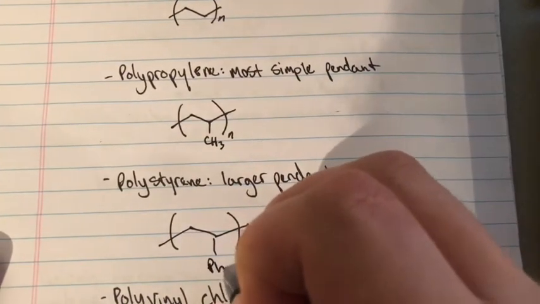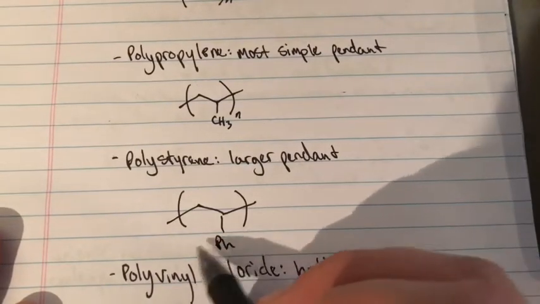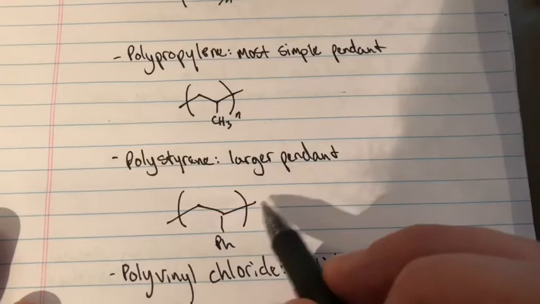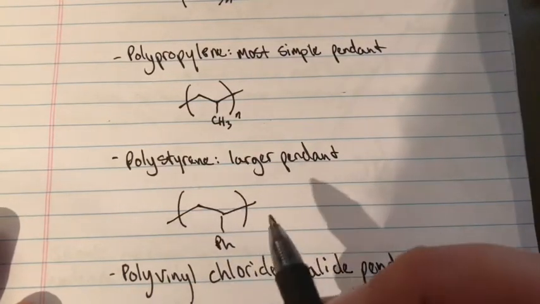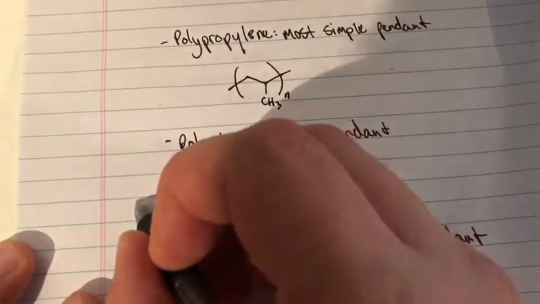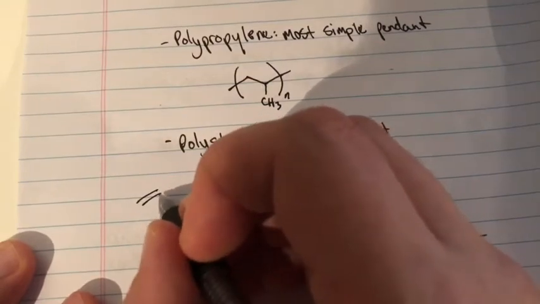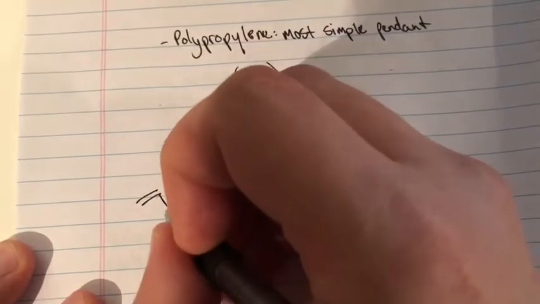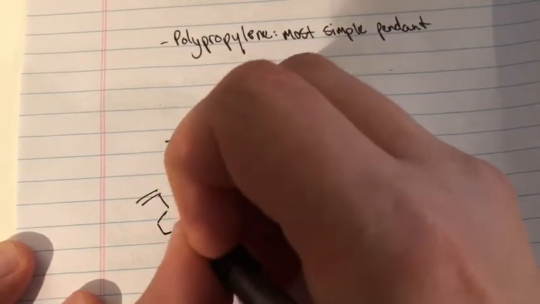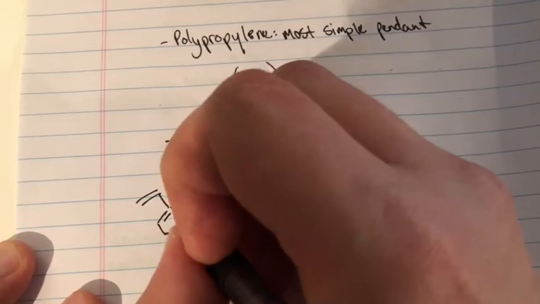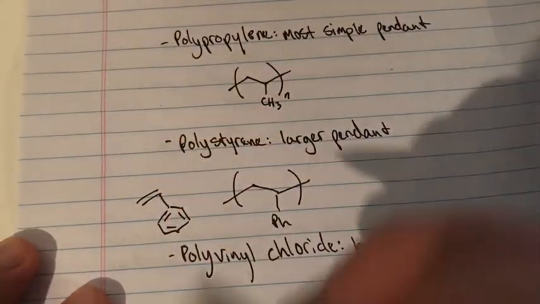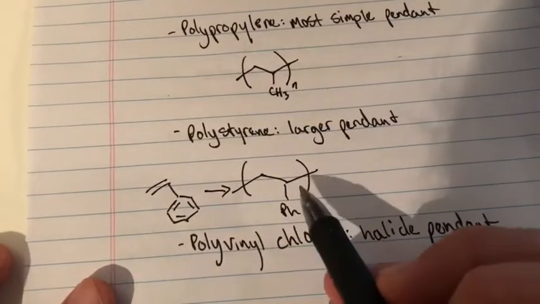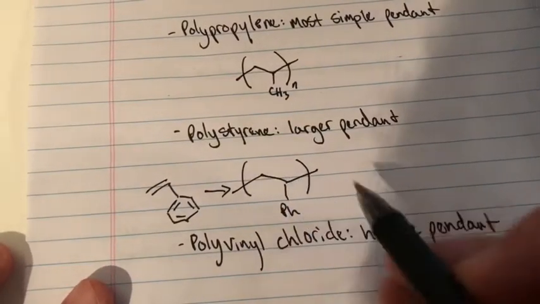So we'll just shorthand this and just put Ph here. So again, this is just going to be a phenyl ring that's going to hang off of this linear chain that has been previously formed by, let's say, some kind of chain reaction where you have Ph just repeating.